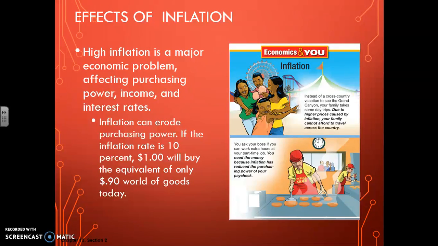So high inflation is a major economic problem, and it affects your purchasing power, income, and interest rates. Inflation can erode your purchasing power. Well, what does that mean? As inflation goes up, your money's worth less and less.